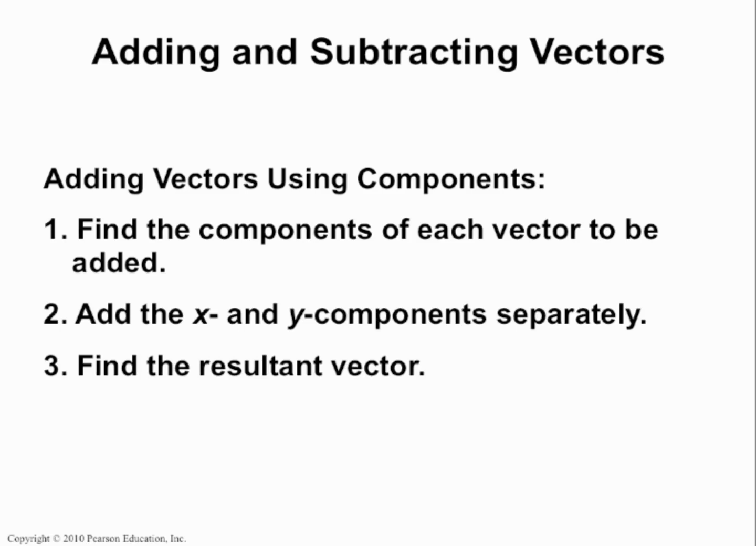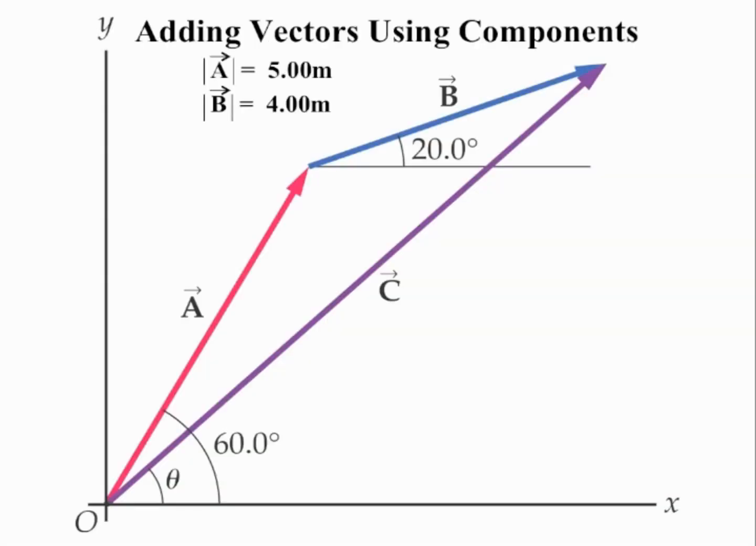Okay, so it turns out that when you add x components of any number of vectors, you'll get the total x component of the resultant. And when you add y components of any number of vectors, you'll get the total y component of the resultant. Let's see how that works. Looking at this example, we're going to be adding vectors using components. And so we have 2 vectors here, A and B. Vector C is the resultant, as you can see, of vector A and vector B.